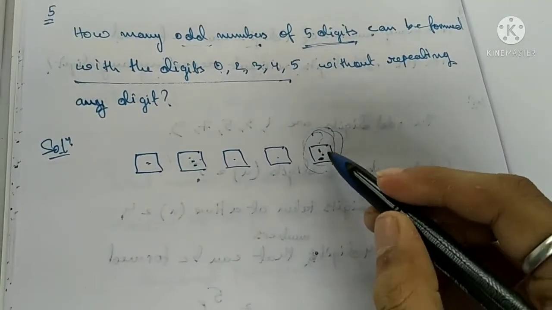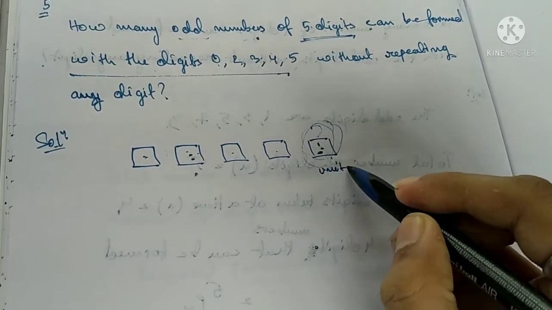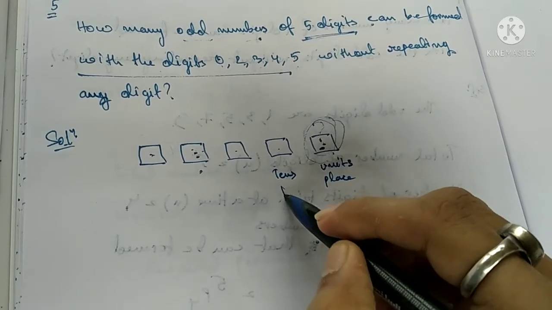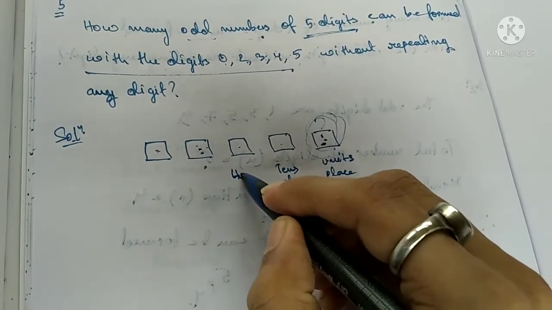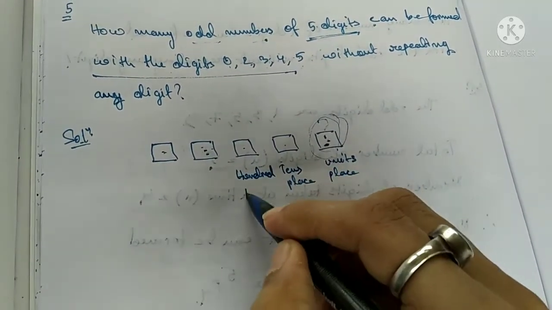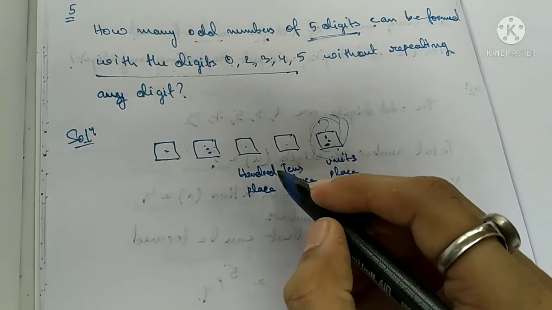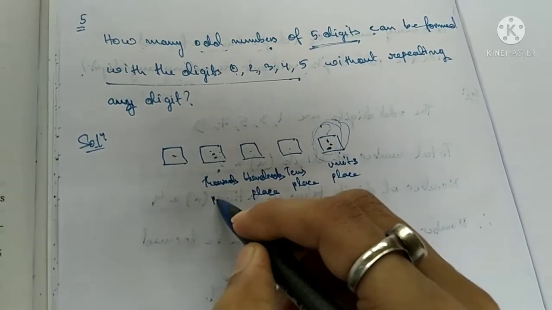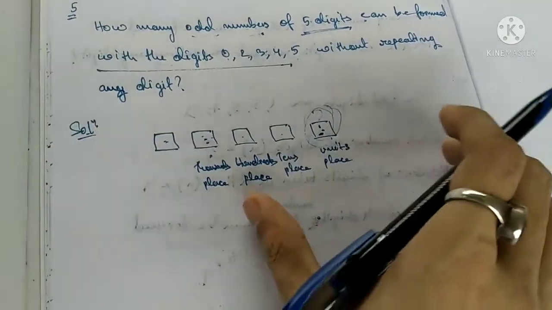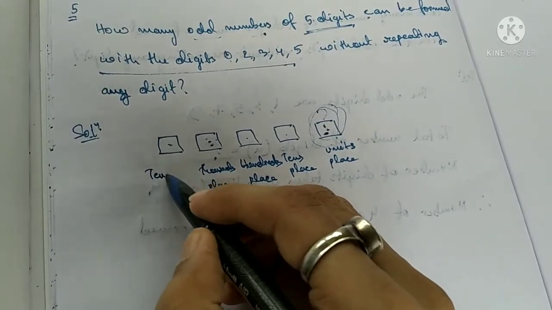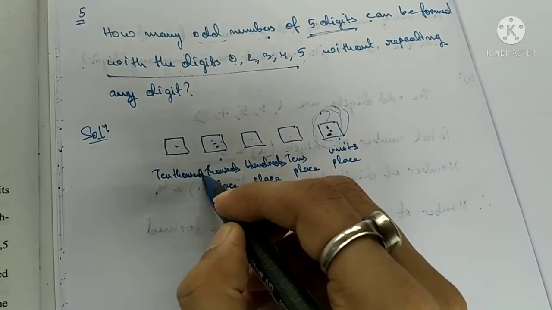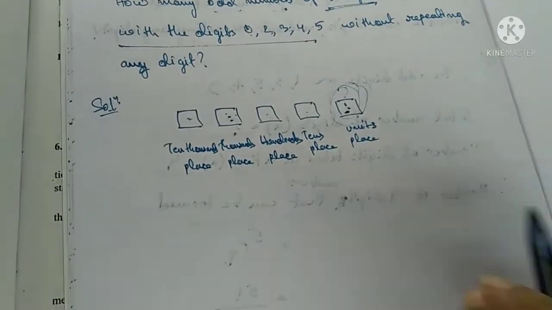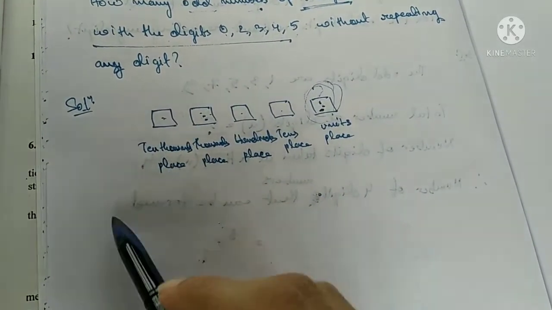Here I will give the place values. This is the units place. This is the tens place. This is the hundreds place. This is the thousands place. This one box, a little bit of space you gave, right? Okay, and then the last, the 10,000s place.